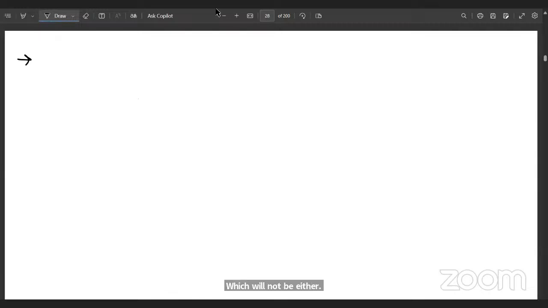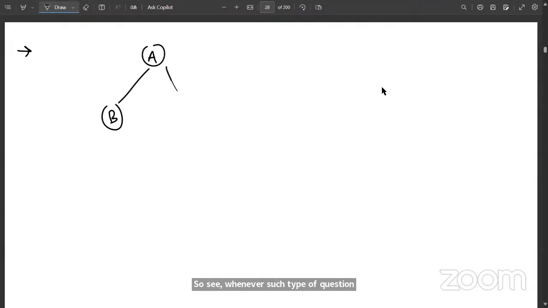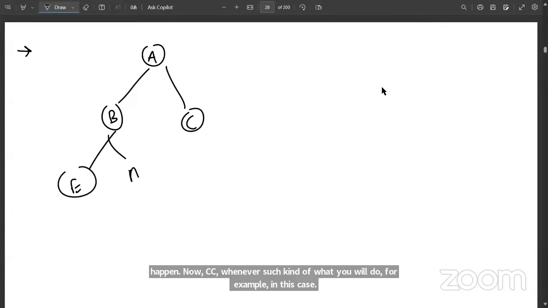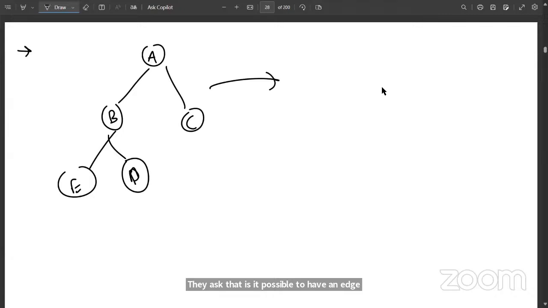In DFS, we don't have particular levels and all, so it will be a little bit tough to see. Whenever such a type of question comes, for example, they ask whether it is possible to have an edge between E and A, right? So what you will do, you will make a new graph.